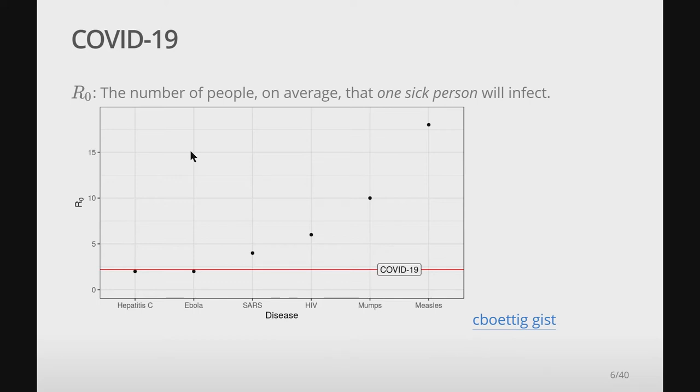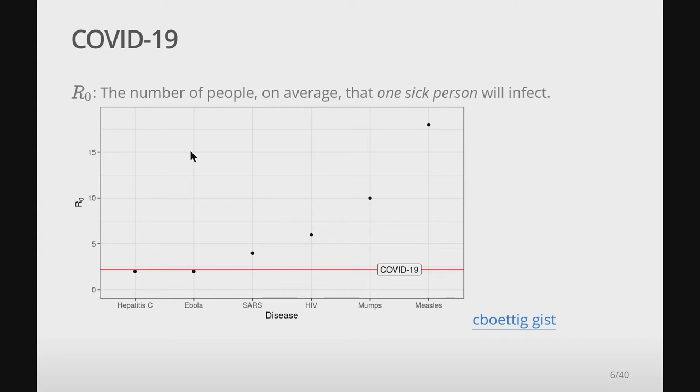It is effectively the number of people on average that one sick person is going to infect over the duration of the outbreak. And so COVID-19 lies down here, and this was directly from her talk, at a value of about 2.2. And you can see where that sits relative to Hep C, Ebola, SARS, HIV, mumps, measles being the real killer here. I've seen a couple of charts trying to convey this data with bubble charts and whatnot, but really sometimes this kind of chart is just the best way to do it because you can really see the relative difference between the R0 values.